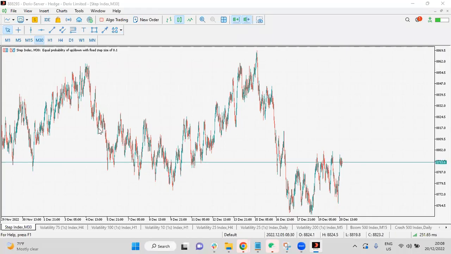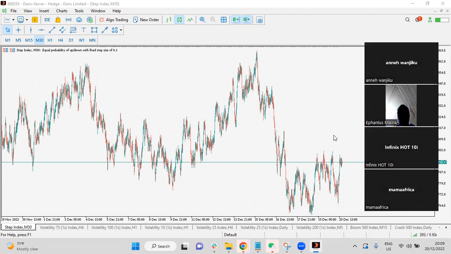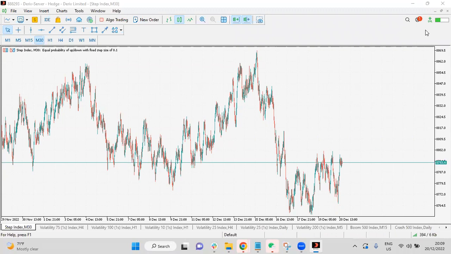Okay, welcome to today's Zoom session or video session, and this will basically focus on simple trading ideas. Trading ideas in the sense of how you can determine which trade to take, what is your entry, what is your exit.